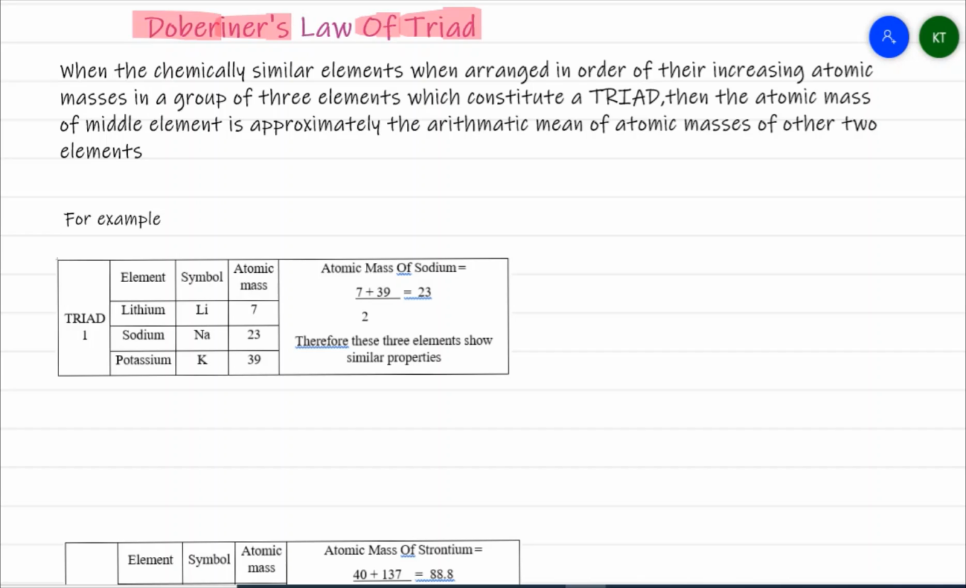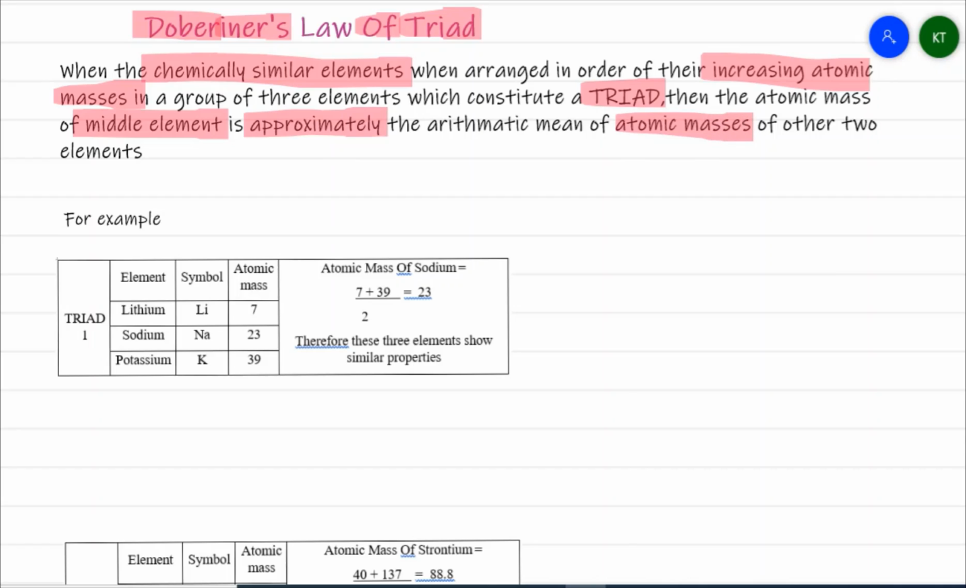So, what does Dobereiner's law of triad want to say? Chemically similar elements, that means elements which have the same chemical property, when arranged in increasing order of their atomic mass in a group of three, constitute a triad. Then the atomic mass of the middle element is approximately the arithmetic mean of the atomic masses of the remaining two elements.